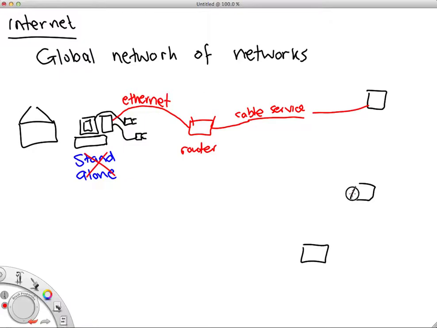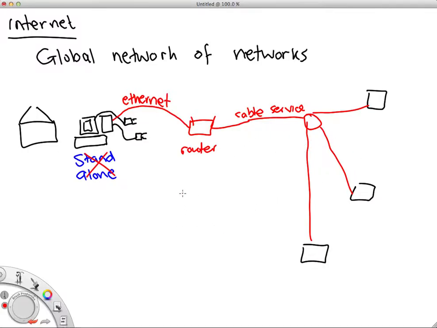And I guess what we're doing, in a sense, is we are connecting all of these together, and we are making several standalone machines become a network of machines. So in a sense, that's what the internet is. It's a global network of networks.